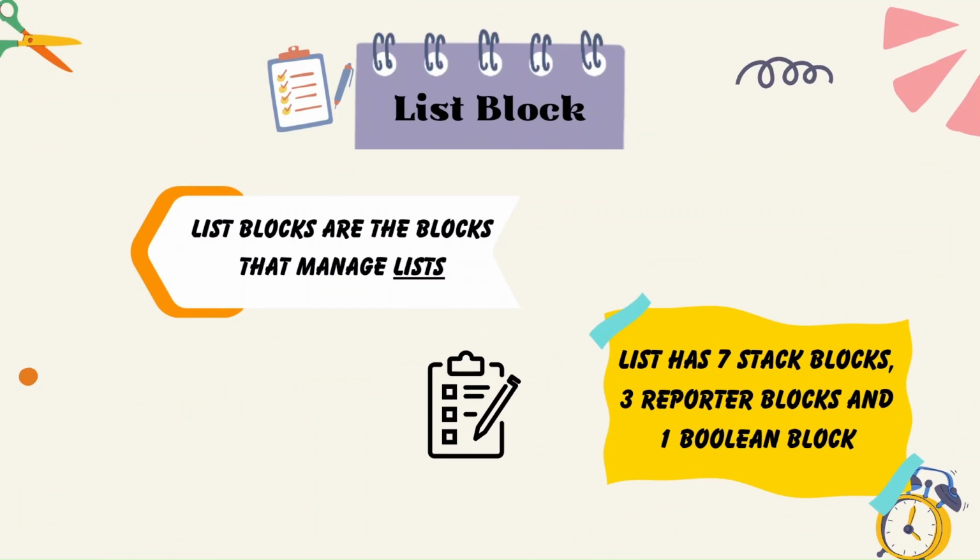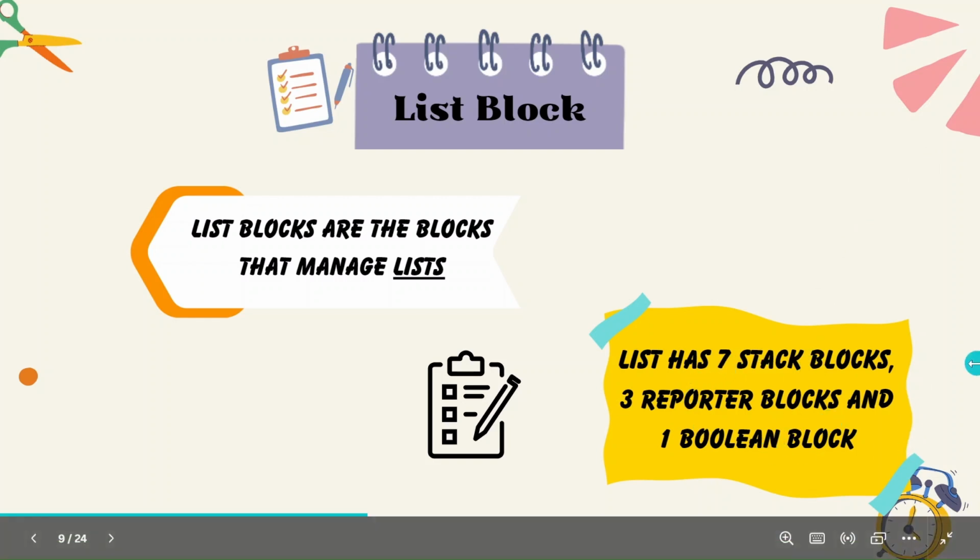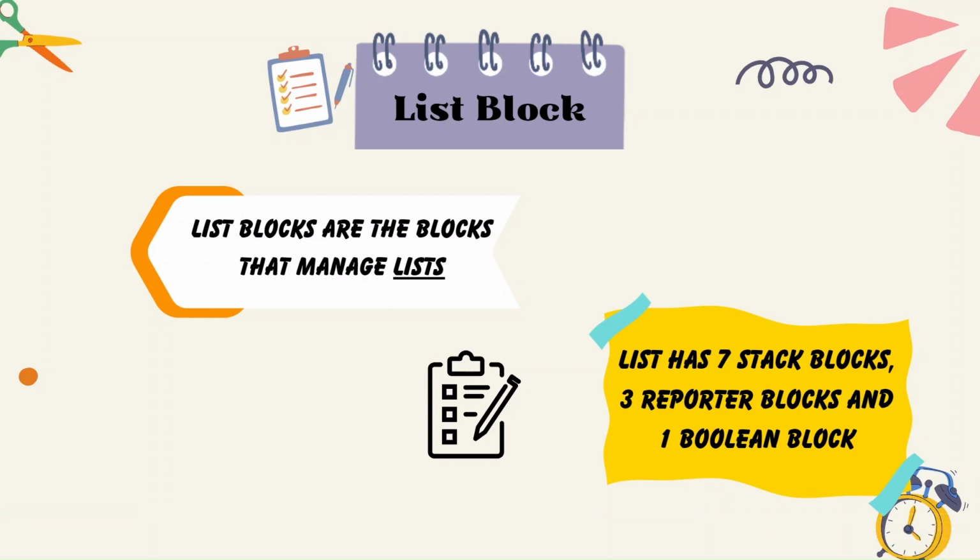Now we are talking about our list blocks. So what is a list? You create a shopping list when you go shopping, or when your mom asks you to create a grocery list. So this is what we are going to create using the list block. List blocks are the blocks that manage lists. You can create different lists, such as a list of what you have to do today and then what you're going to do later in the evening, right? So this has 7 stack blocks, 3 reporter blocks and 1 boolean block. This is just for knowledge. You need not remember it, but it helps you to recognize the different blocks.